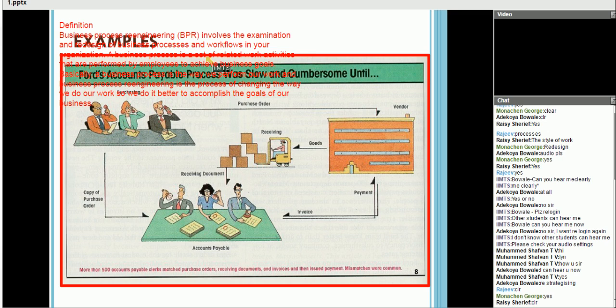Let's take a look at a few examples. Now, all of us are familiar with the company Ford, right? Ford produces cars, four-wheelers. Ford's accounts payable process. Accounts payable is an accounting process used in the finance department. I hope all of you are familiar with the term accounts payable.